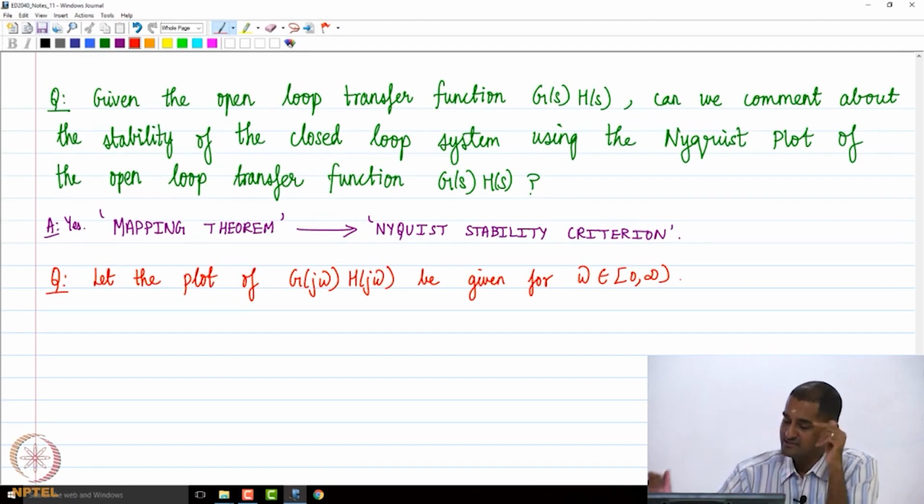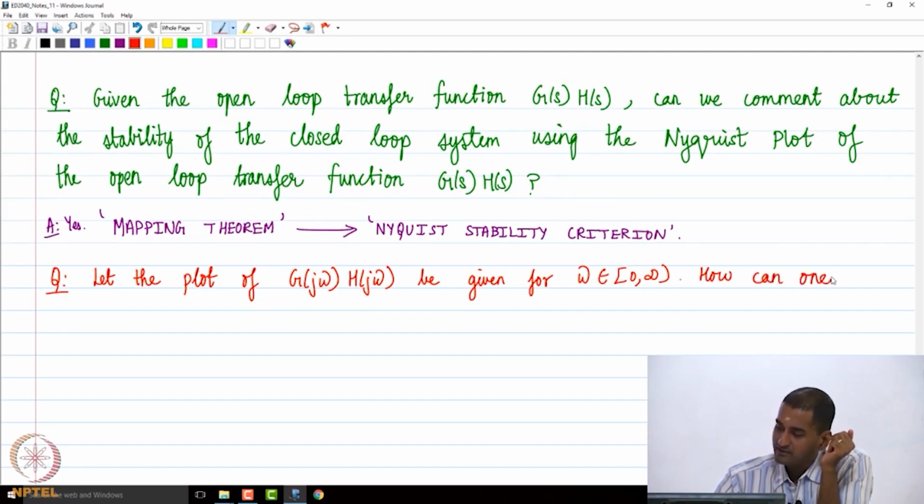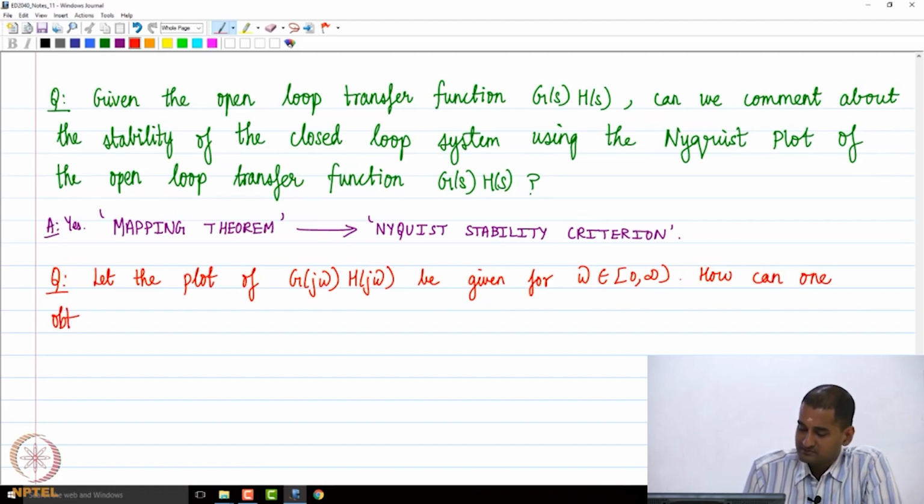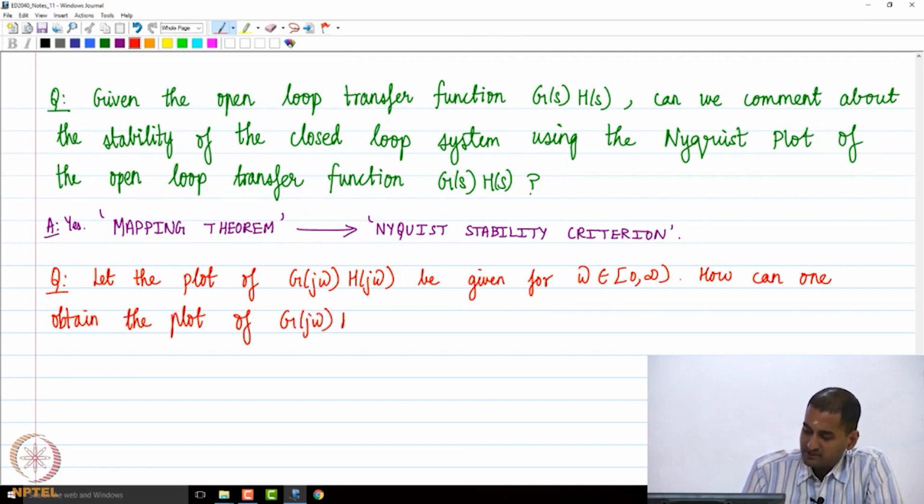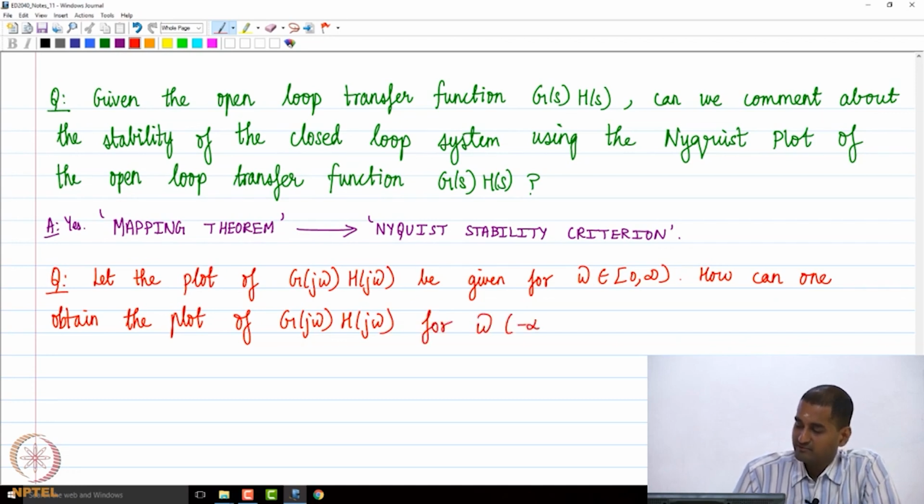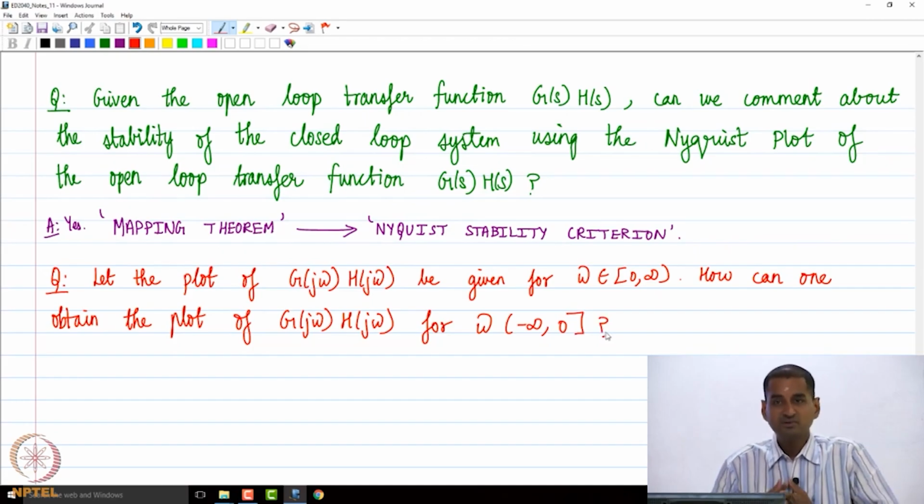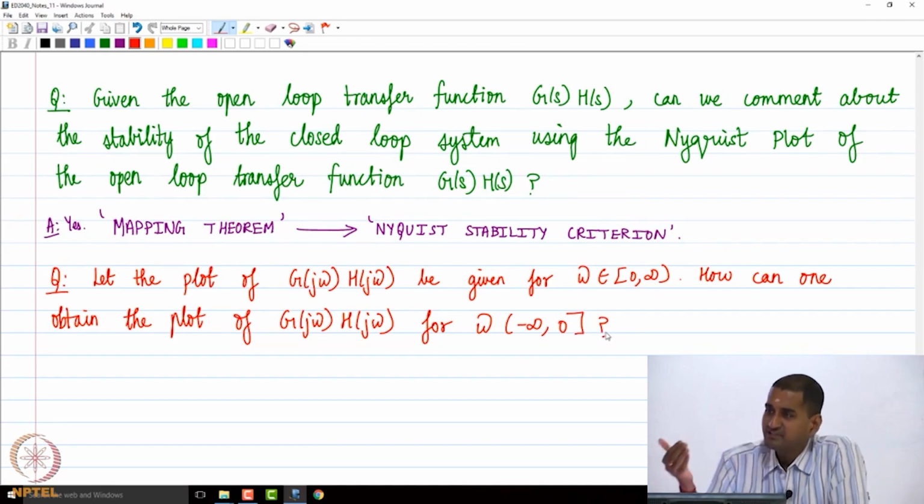So if that is the case, how can one obtain the plot of G(j omega)H(j omega) for omega between minus infinity to 0? Okay. The Nyquist plot, by definition, is a plot of any transfer function by substituting s equals j omega, and you plot from omega going from 0 to infinity. That is the definition.